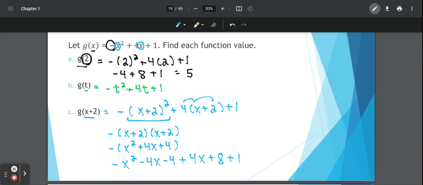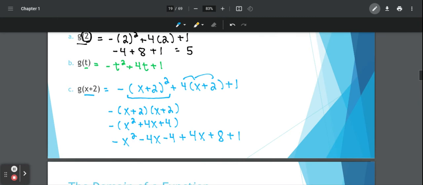And then we need to simplify that. So you would get negative x squared minus 4x plus 4x becomes 0. And then you have a minus 4 plus 8 plus 1, which gives you plus 5. So that would be your final answer there. You would put that into simplified form.